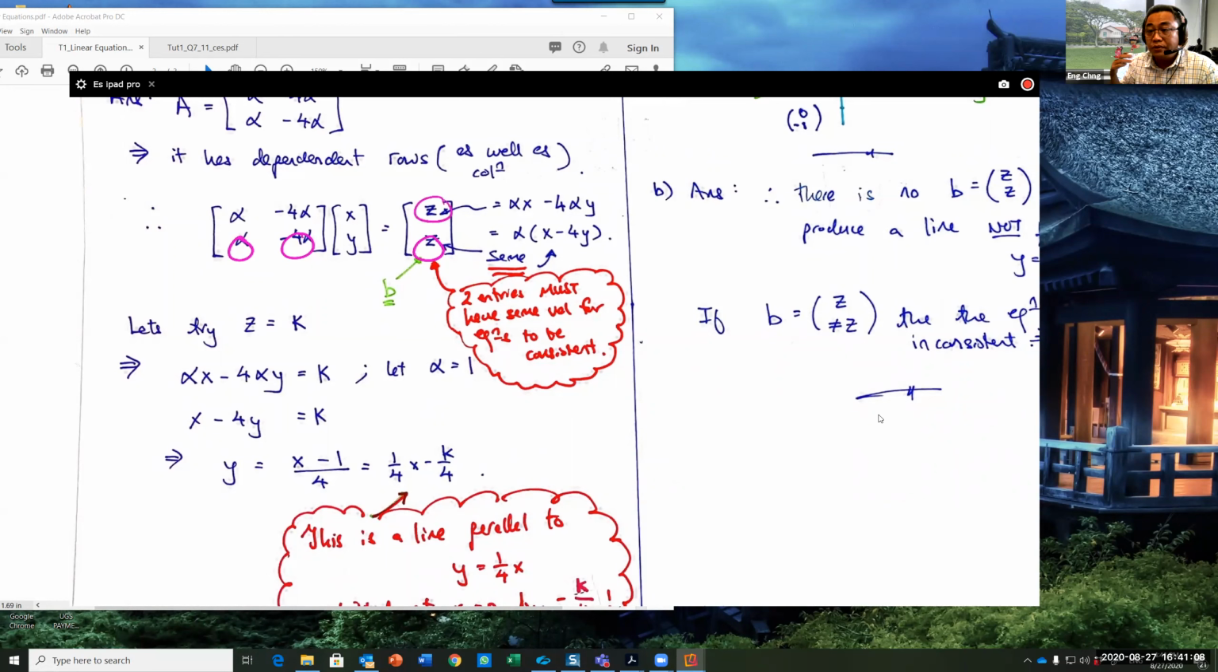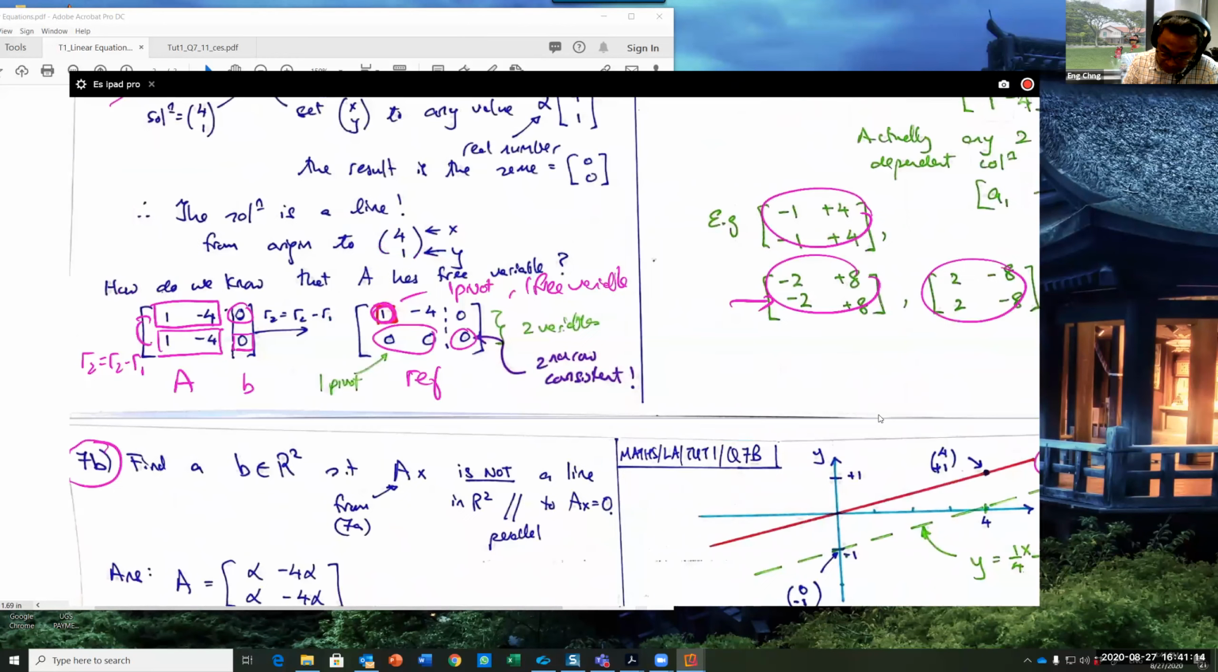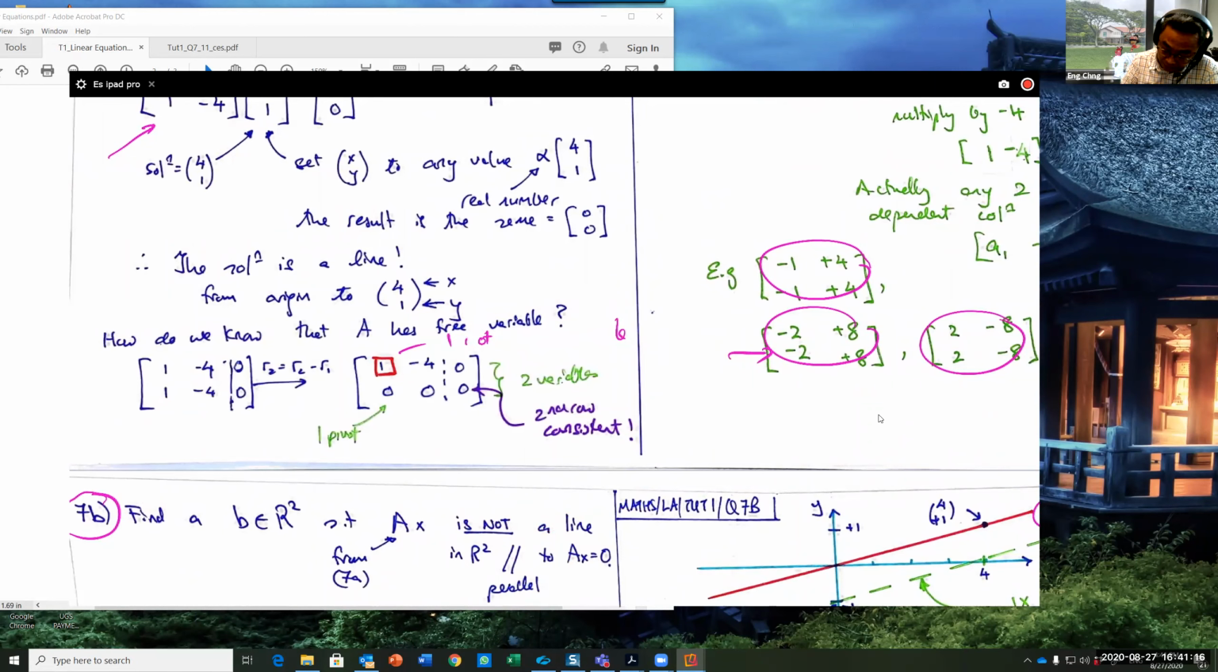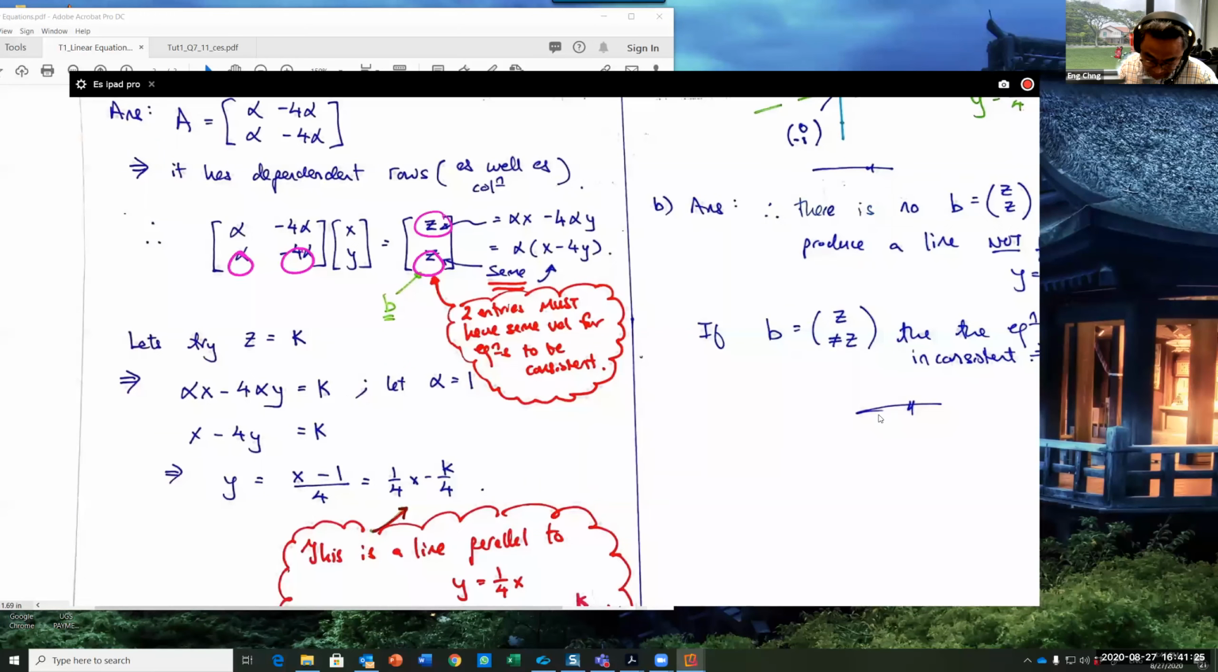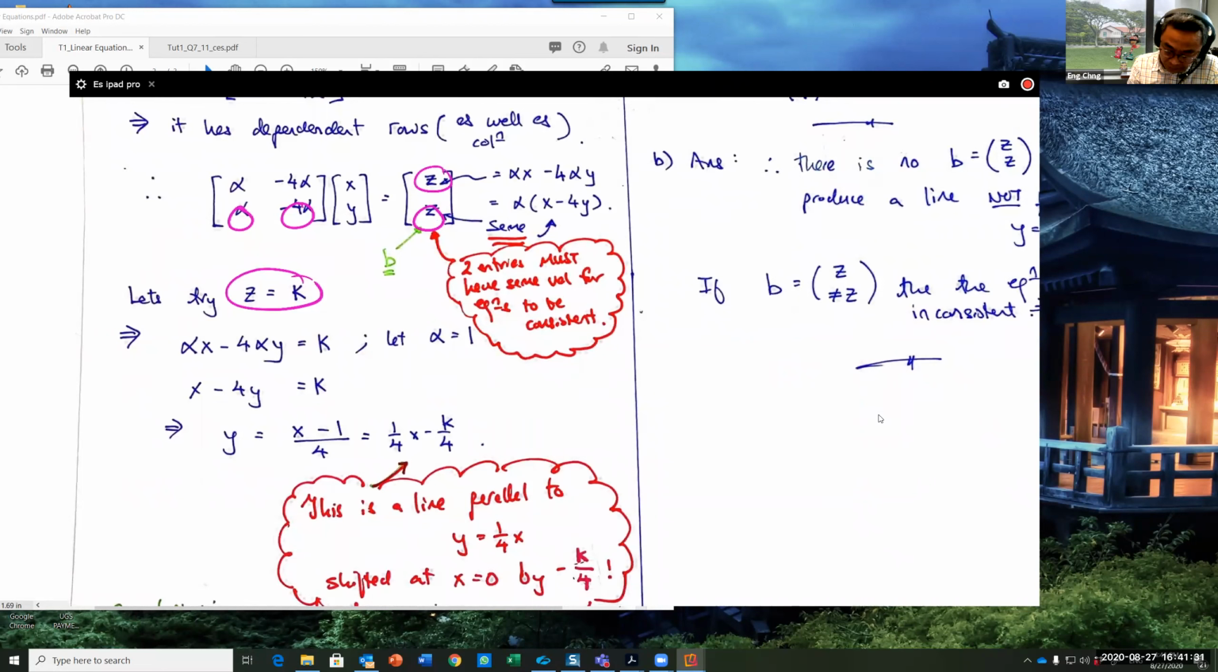And then we have some value z here. Compare that to the previous slide. Our right hand side was 0 because it was Ax equals 0. Now we generalize, it will be Ax equals z, some z. All right, let z equal k first, and then we try to solve this equation. We take alpha multiplied by x minus alpha multiplied by y equals z, which equals k. So we get this equation here: alpha x minus 4 alpha y equals k.